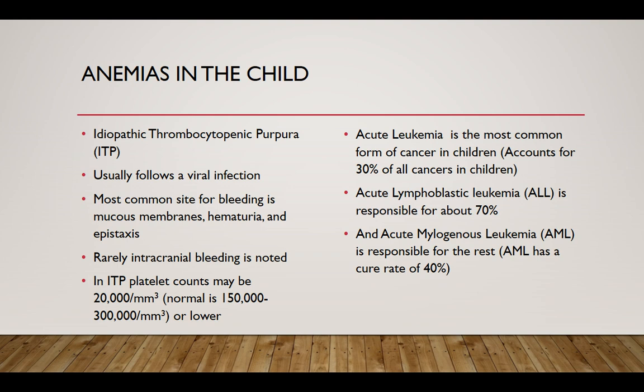Acute leukemia is the most common form of cancer in children and accounts for 30% of all cancers in children. Acute lymphoblastic leukemia, ALL, is responsible for about 70% of those. Then acute myelogenous leukemia, AML, is responsible for the rest. AML has a cure rate of 40%. So it's not a real barn burner there.